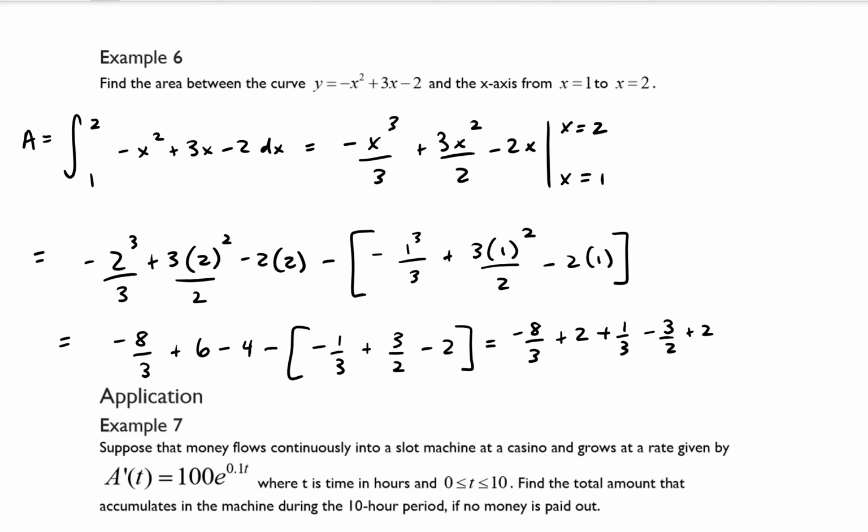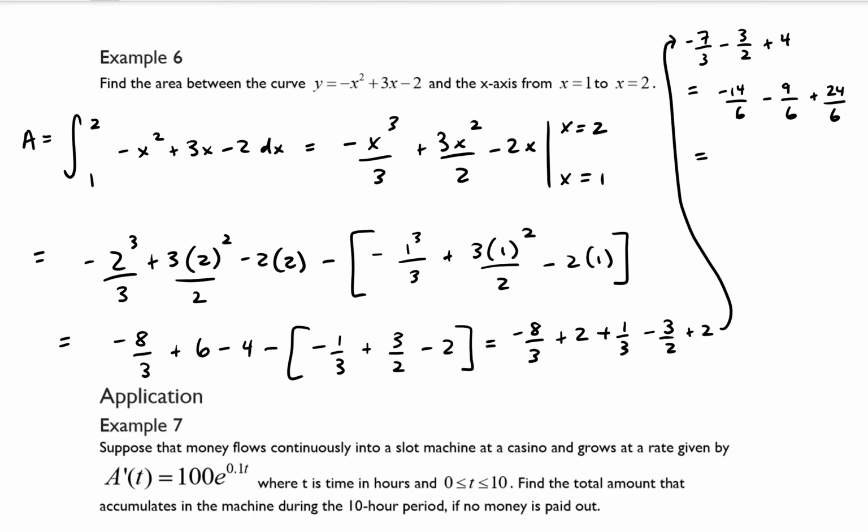And we're going to end up needing a common denominator. So I'm running out of space. Let's come up here. That's going to be negative 7/3 minus 3/2 plus 4. So I'm going to make all the denominators 6. So that's equal to negative 14 over 6 minus 9 over 6 plus 24 over 6, and then negative 14 minus 9 is negative 23, so our final answer should be 1 over 6.